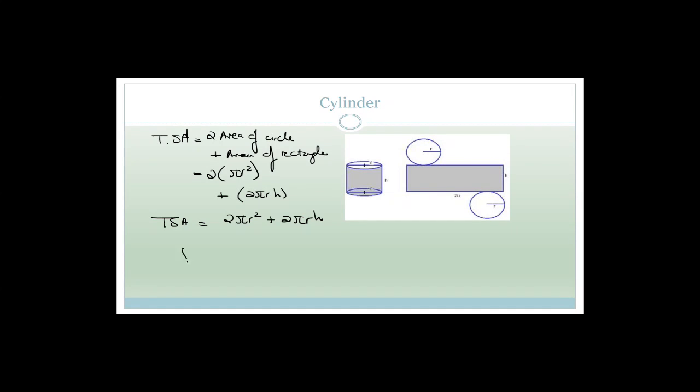Okay, now let's look at the volume. The volume is always the area of the base times the perpendicular height. So again, if you look at this, you can see that this is a circle. So therefore, the circle is the base and its perpendicular height is the height of the cylinder. The area of the base is pi r squared. Why pi r squared? Because this is a circle. So that area of the base, pi r squared, is multiplied by the perpendicular height. So that becomes pi r squared h.